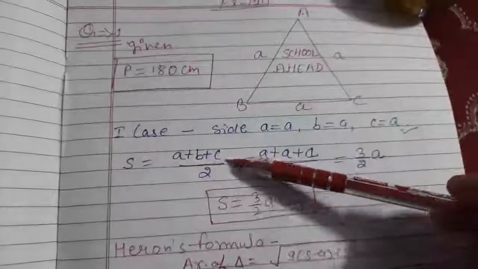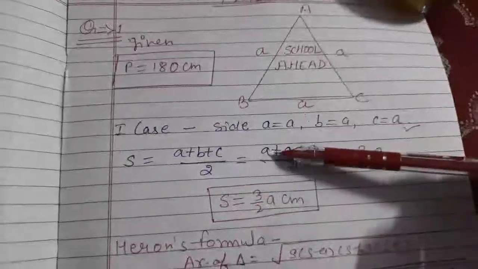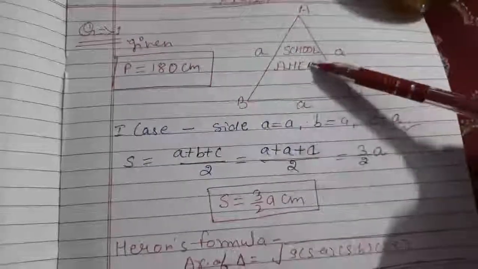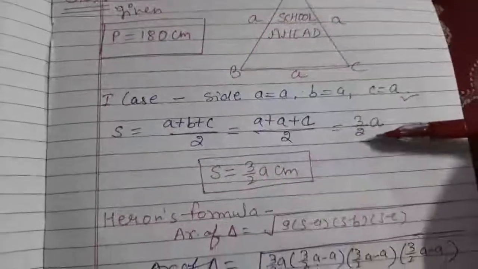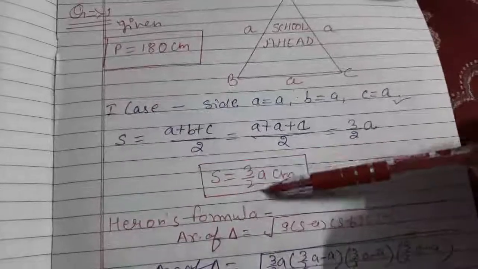a plus b plus c upon 2, sum of all sides divided by 2. a plus a plus a, as it is an equilateral triangle, all sides we are considering as a, upon 2. Hence the semi-perimeter we got is 3 upon 2 a.